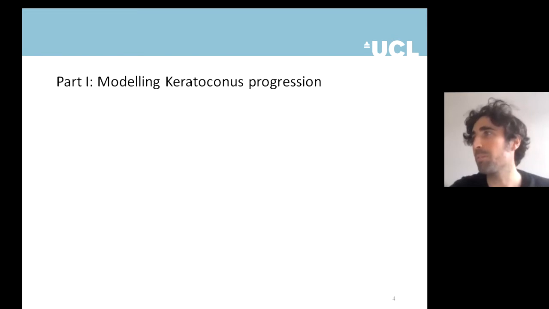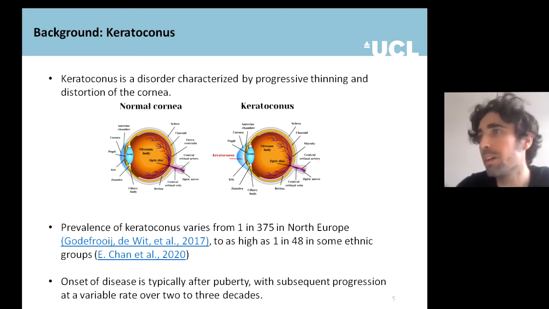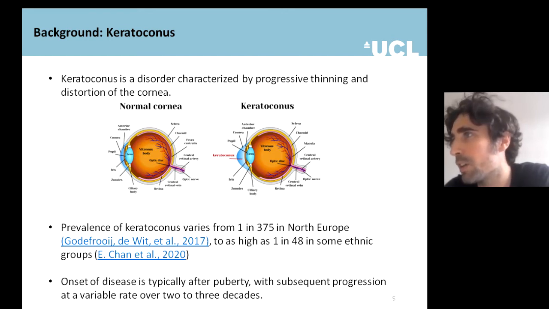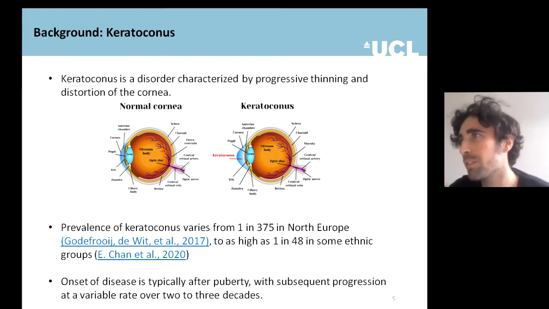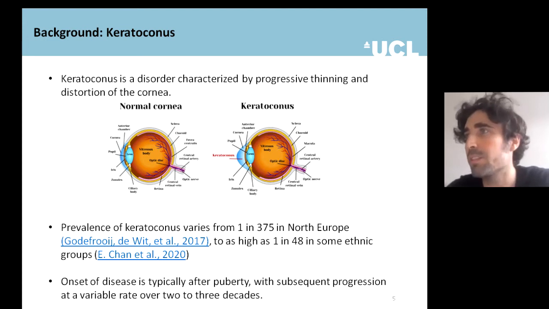So a little bit of background. I'm sure everyone probably knows what keratoconus is, but I will at least give a brief overview. It's a disorder characterized by progressive thinning and distortion of the cornea. On the left here, you've got a normal cornea, and on the right, you've got a keratoconic cornea. You can see on the right-hand side that the cornea is bulging, and it's quite hard to see, but it's also thinning. This diagram is a fairly nice, simple way of showing the effect of keratoconus.